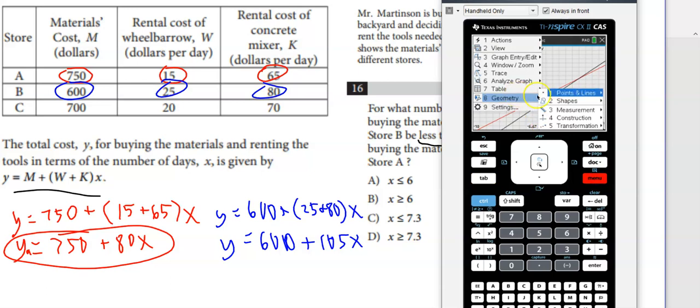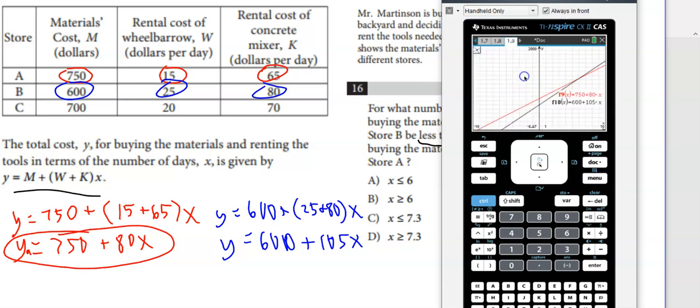So menu, geometry, points and lines, intersection point. So it does come in handy to know how to find that intersection point. And it looks like it says 6, comma, and then that's just some value there, but we don't really care about that value as much as we care about the 6. So I know it's one of these. It's definitely not one of those. So when is B less than A? I would say when X is smaller than or equal to 6. So A would be the correct answer.